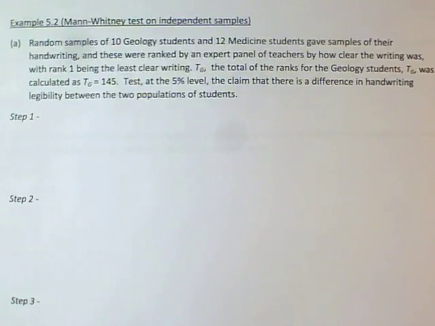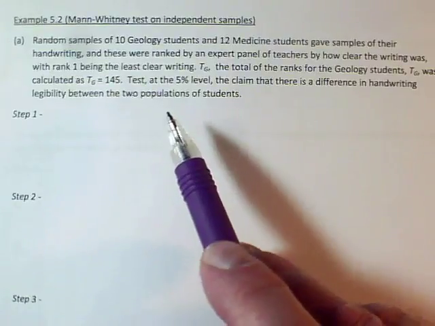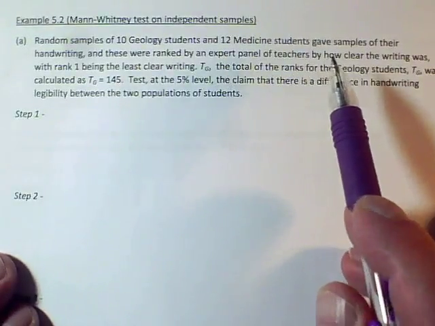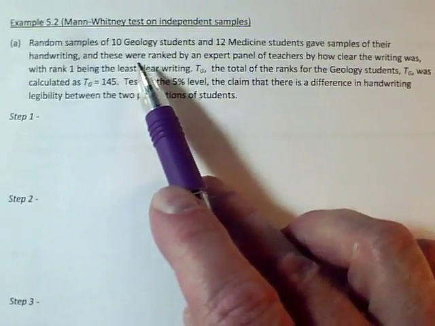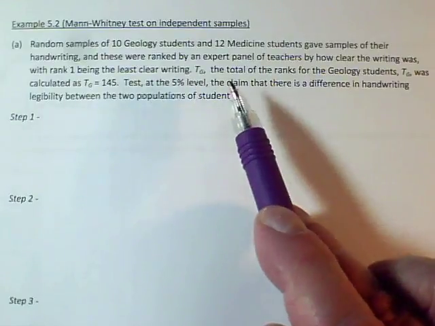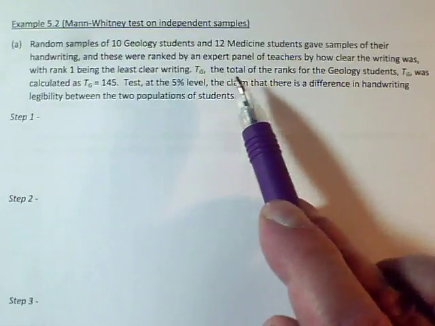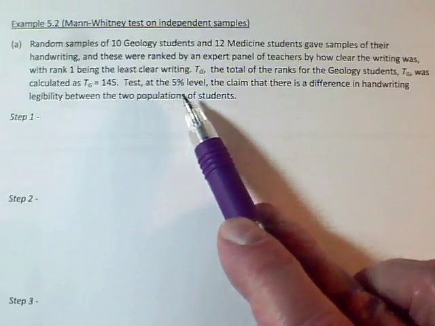Okay, here's what they can make a question look like when they don't want to allocate so many marks. In this particular question, I'm given the situation, but they've done some of the work. The ranking work has been taken away from us. So I've got geology students, I've got medicine students, and they've done all the ranking that needs to be done. They've got the total of the ranks of the geology students for us to work with. And I've got a test to do.